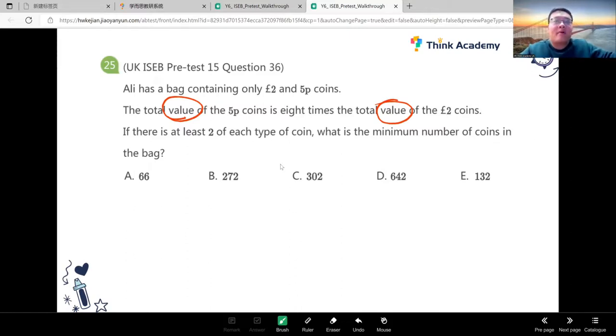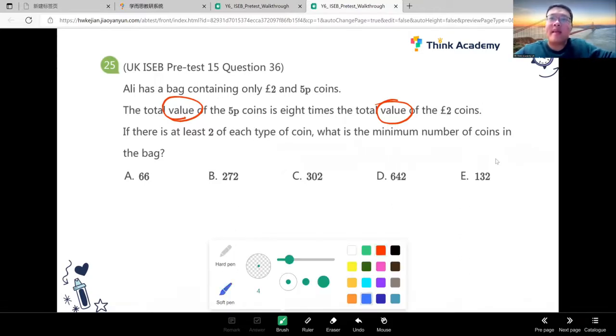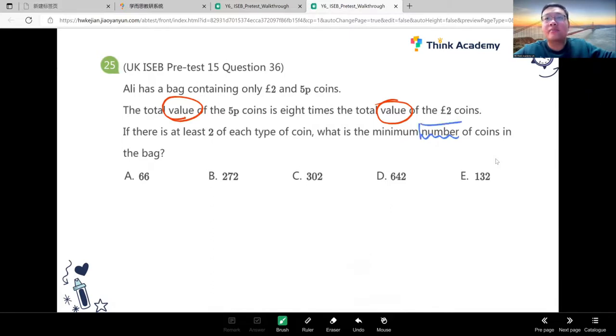what is the minimum number of coins? You see, the question is asking you about the minimum number of coins, not value. It says number of coins in the bag. So if you want to get the number of coins as small as possible, you have to get the value as small as possible, right? And it says there is at least 2 for each type of coin.